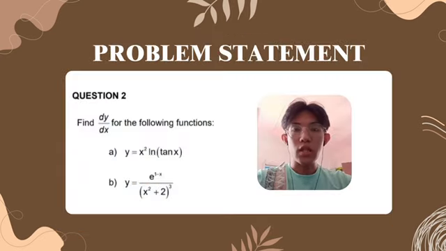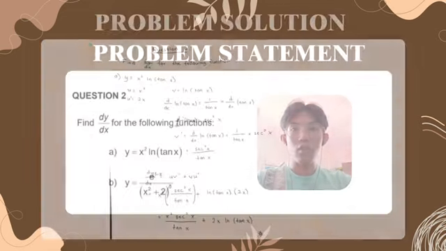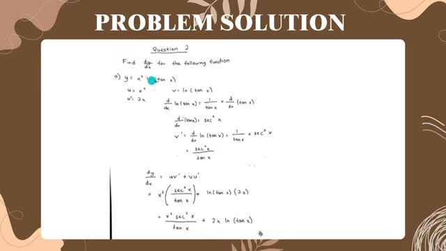Hello everyone, for my part I'll be doing question 2A and B. So let's get started. For part A, the function is a product of 2 parts, which is x squared and log tangent x. To solve this problem I used the product rule. So I will let u equal x squared and v equal log tangent x.